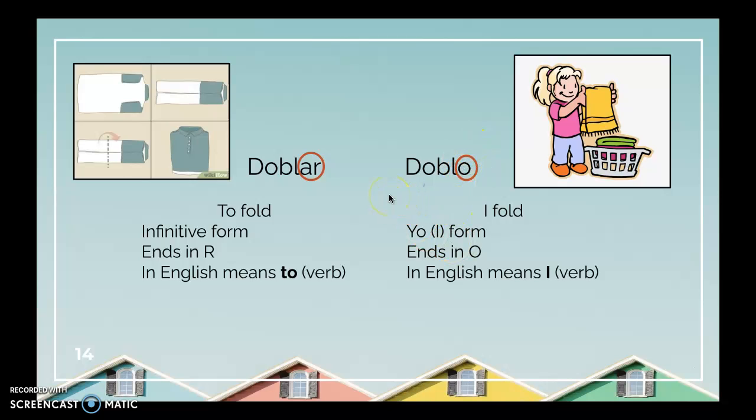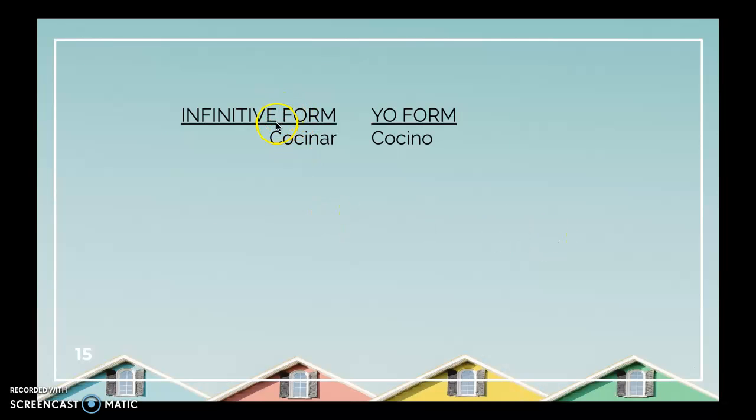And in Spanish, you could put the yo in front. You could say yo doblo, or you can just say doblo. They both mean I fold, and either is perfectly correct. It sounds like I fold, but in Spanish it doesn't matter. You can say yo doblo or just doblo. So let's look at some other examples.